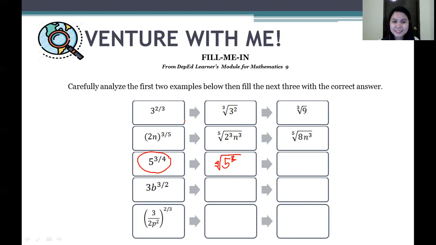The answer of that is the fourth root of 5 to the power of 3. So it's the fourth root of 5 cubed, which is 125. The fourth root of 125. Okay, very good. That's it.